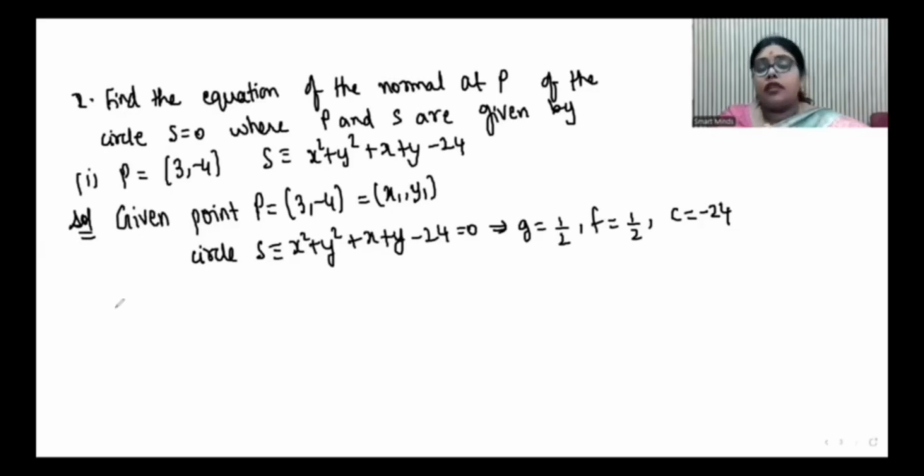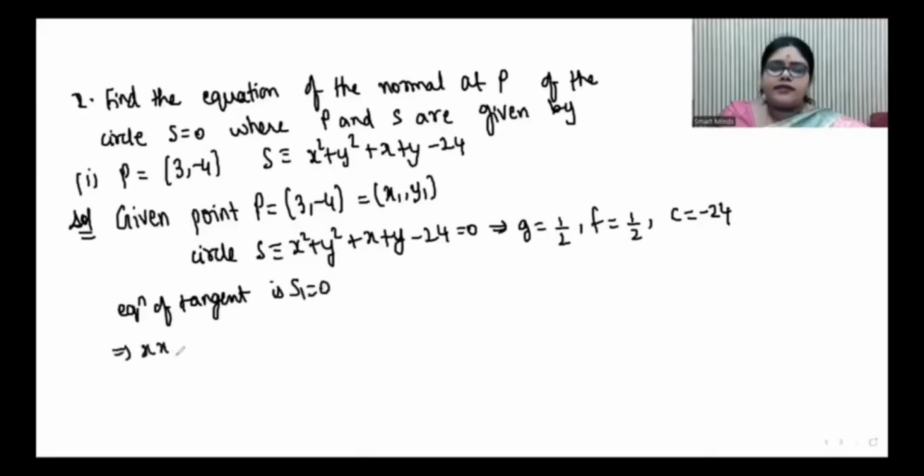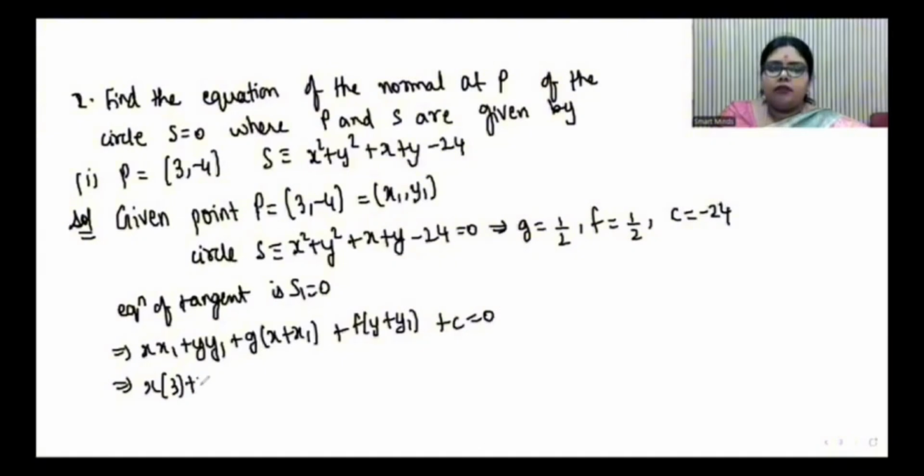Now for the equation of normal, first you should find the equation of tangent. We already know how to find the equation of tangent. The equation of tangent is S1 is equal to 0. So what is S1? x x1 plus y y1 plus g into (x plus x1) plus f into (y plus y1) plus c is equal to 0. Now substitute: x into 3 plus y into minus 4 plus 1 by 2 into (x plus 3) plus 1 by 2 into (y minus 4) minus 24 is 0.